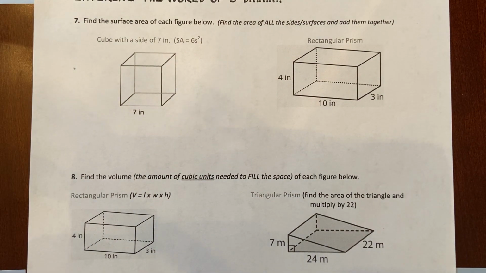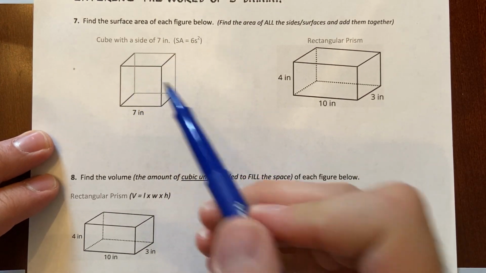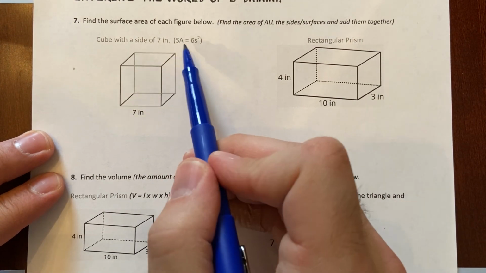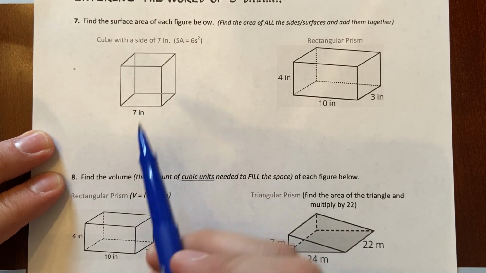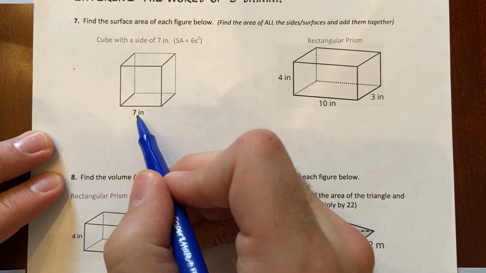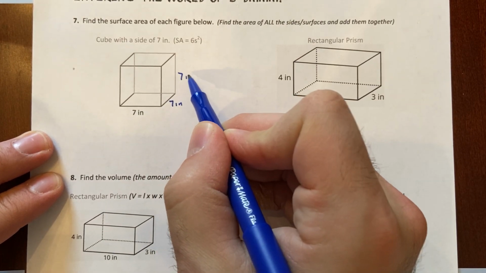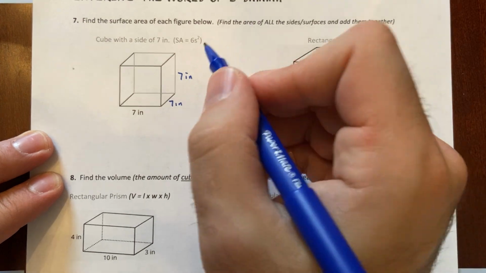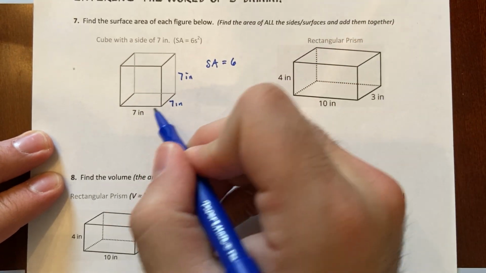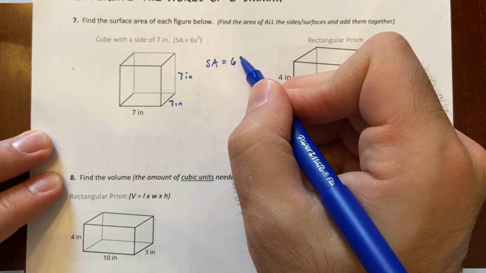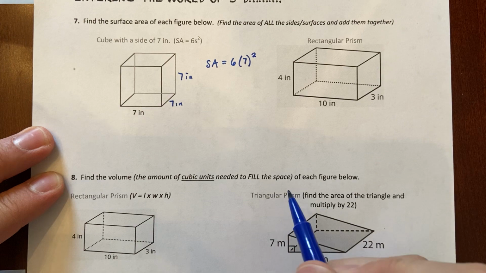So when we have a cube, each side, each face is the same. So we can use the equation 6 times the side squared, because there are 6 sides to a cube. So if the length is 7, so is the width, and so is the height. So the surface area will be 6 sides, or 6 faces, times 7 to the second power.